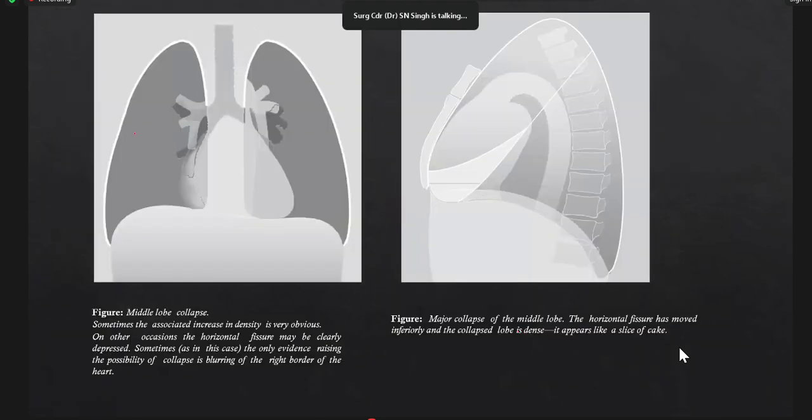So this is the pathology. This is the right middle lobe, and this is the right middle lobe collapse. This is the oblique fissure, and this is the right minor fissure, whereby the right minor fissure goes caudally, and then the whole collapse takes place. Okay.